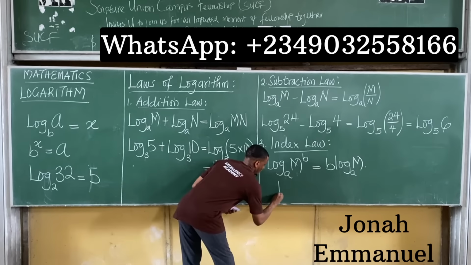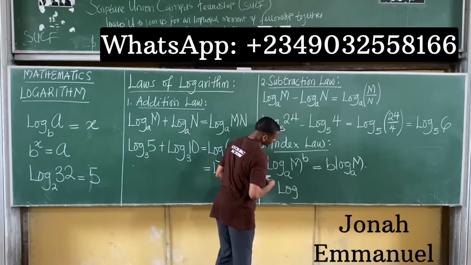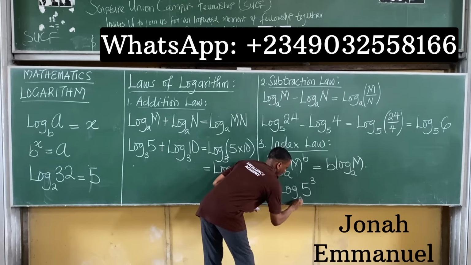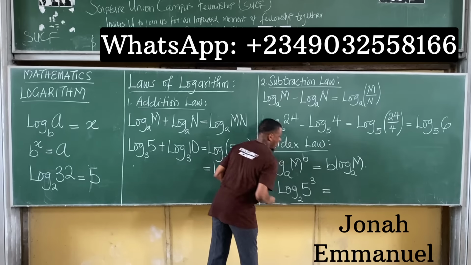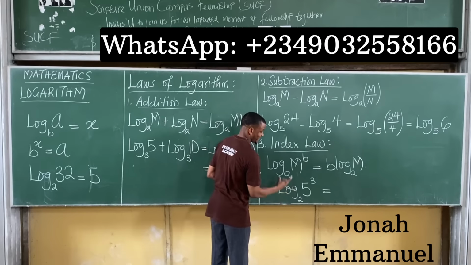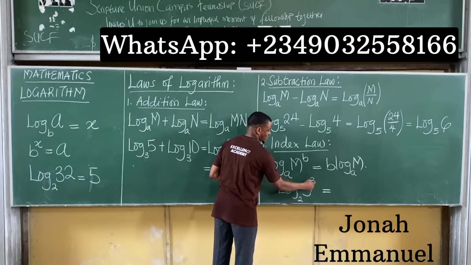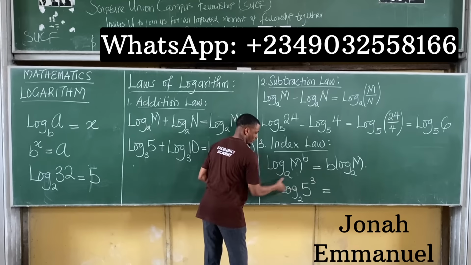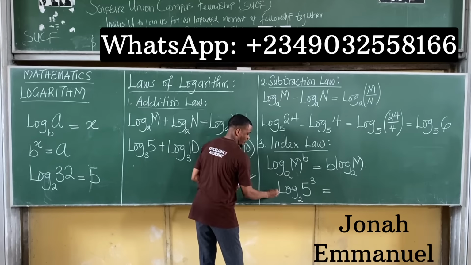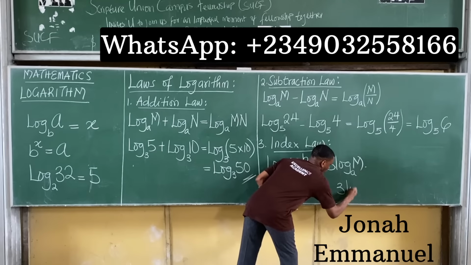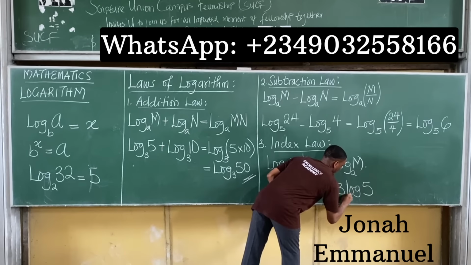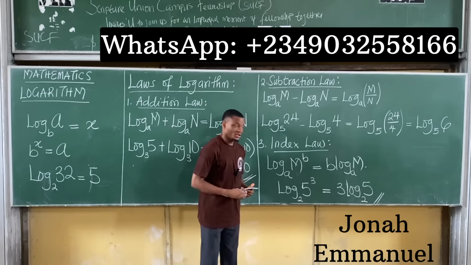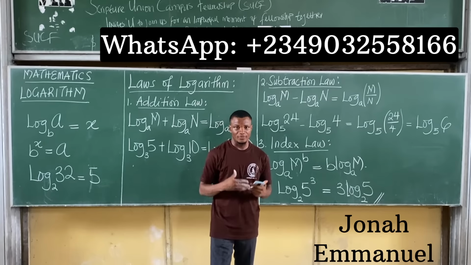An example is this: if I take log, let's say 5 to power 3 to base 2. Now this will be equal to, since I'm taking the log of a particular number with a power or an index, the power comes out this way. The power comes before all of this. So 3 moves down here. I'll have 3 log 5 to base 2. So this is how the index law of logarithm works.